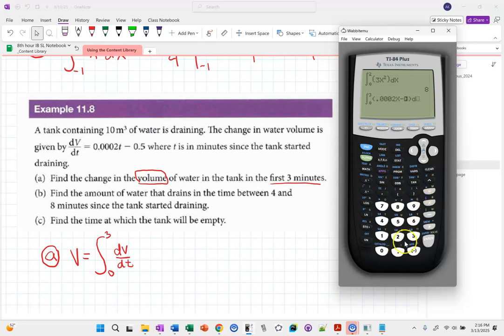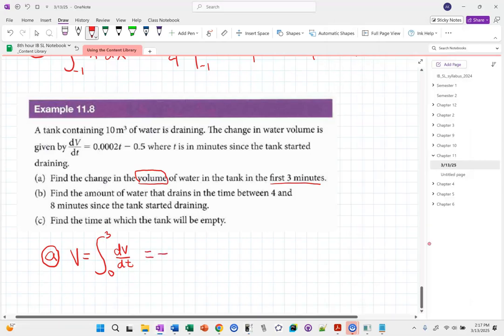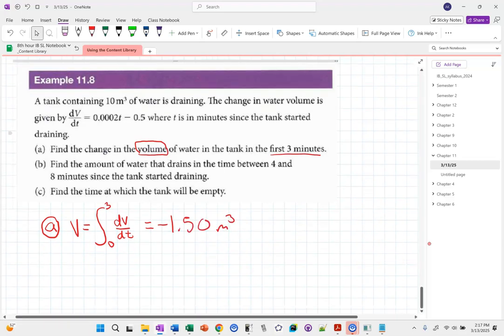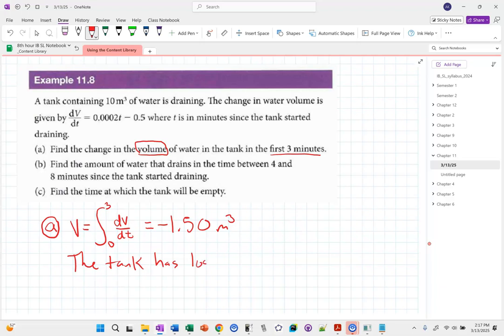The only difference is here I'm going to use x's instead of t's because the calculator is confused. If you start changing variable names, just use x the whole time. So I get negative 1.4991. If I round that to 3 sig figs, I'm going to get negative 1.50 cubic meters. So I'd say the tank has lost 1.5 cubic meters in the first 3 minutes.